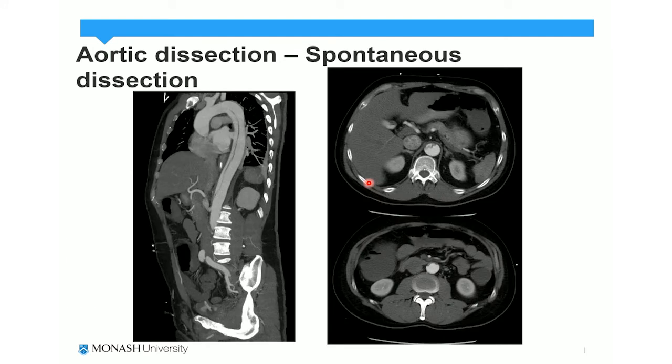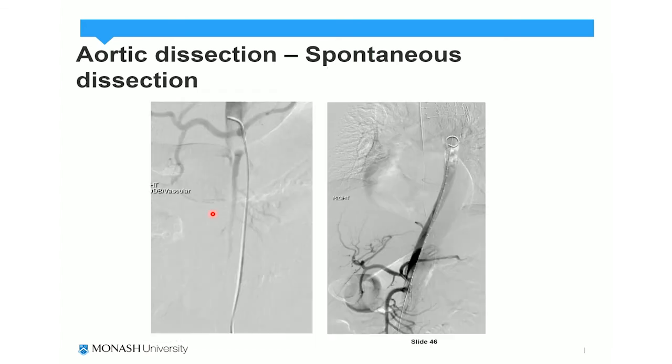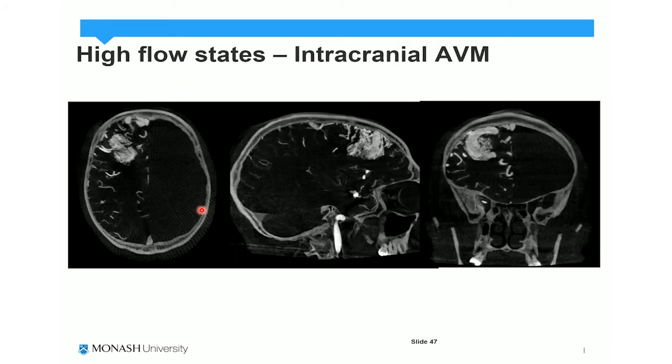This is a case of a spontaneous dissection, so not traumatic, and that dissection, you can see here the intimal flap there is extended all the way down the aorta. So on angiography, catheters were put in both the true lumen and false lumen. You can see here the true lumen is supplying the celiac trunk and SMA, and here's an oblique picture of that. The false lumen was supplying the renal artery and IMA.